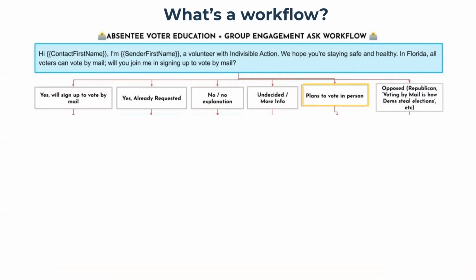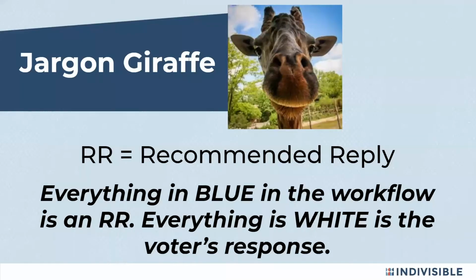That's a lot of different types of responses. We want to make sure you're ready for all of them. In TextOut, our team has written and uploaded what we call recommended replies, or RRs. These are pre-written scripts that are available for you to use to respond to voters based on their replies. In this workflow, you can see that everything in blue is an RR, and everything in white is how a voter may respond. Let's look at the diagram again.